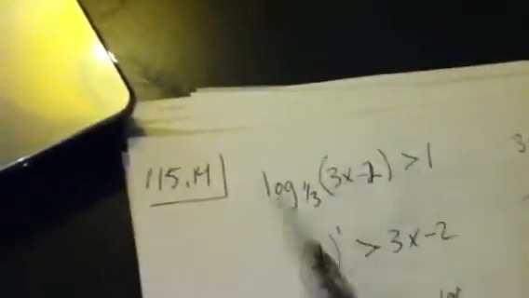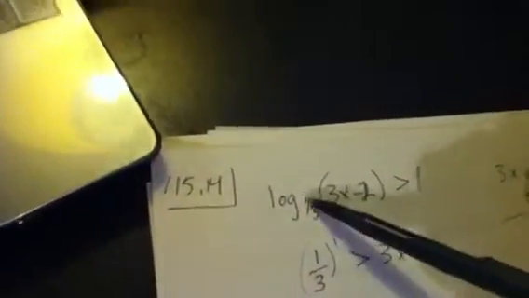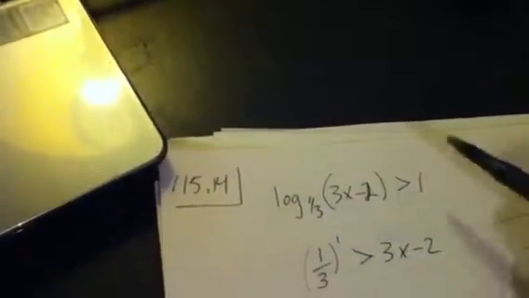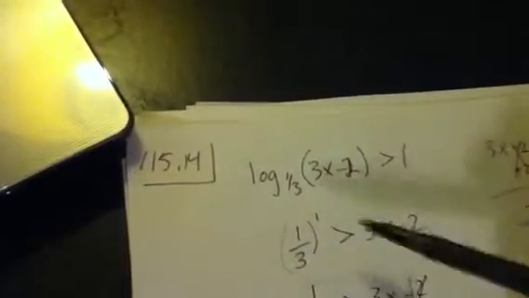Lesson 115, number 14. It has log base 1/3 of 3x minus 2 greater than 1. So on these you have an inequality, so you have to check whether the base is greater than or less than 1. This one is less than 1, so you leave the base on the left hand side and turn it into exponential form. Leave the base here. I just leave the inequality alone. I don't flip it.